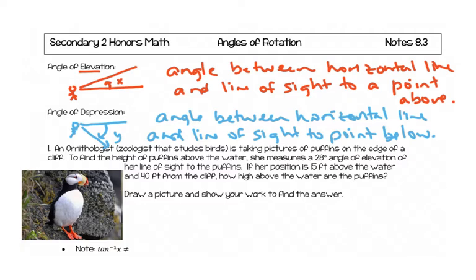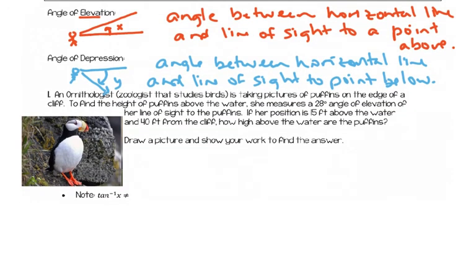Okay, to illustrate this idea of angle of elevation and angle of depression, and a way that we can use this, let's look at a problem. An ornithologist, which is a zoologist that studies birds, is taking pictures of puffins, and I've got a picture there of a puffin on the edge of a cliff. First of all, let's draw a picture of what that would look like. I'm going to have a cliff, and here are our little puffins. That's not very good, but you get the idea.